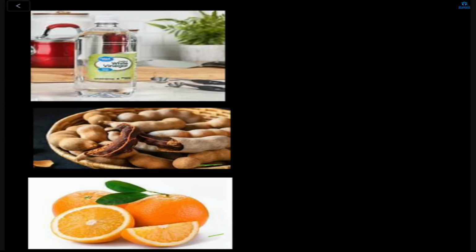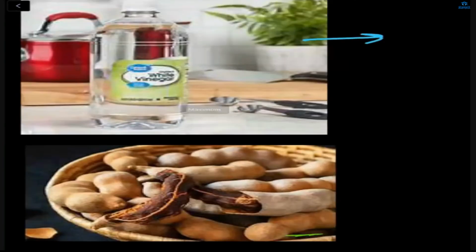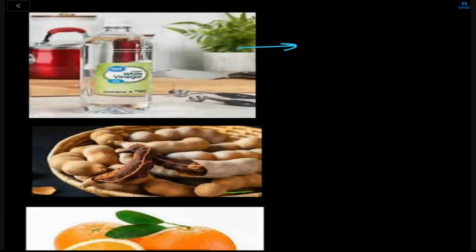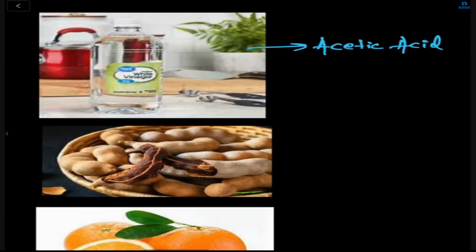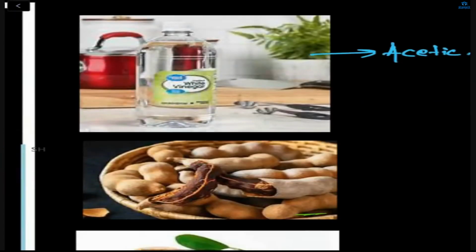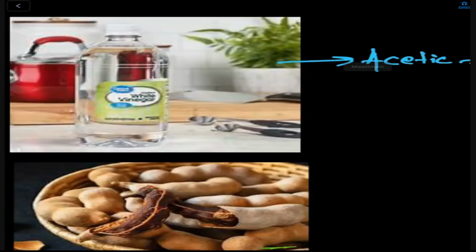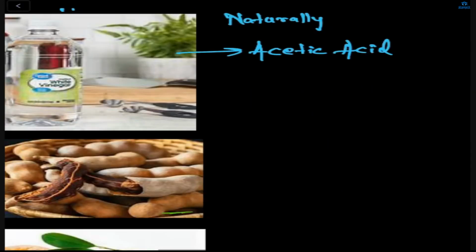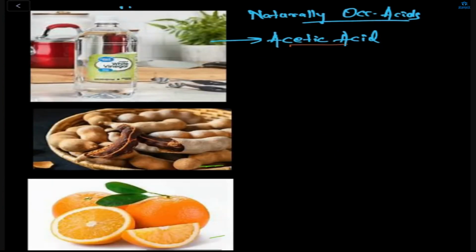Okay, so what is this? What's written here? Vinegar. Yes, vinegar. And vinegar is acetic acid. Some naturally occurring acids. These are the naturally occurring acids. So this is vinegar. Vinegar has the property of acetic acid.